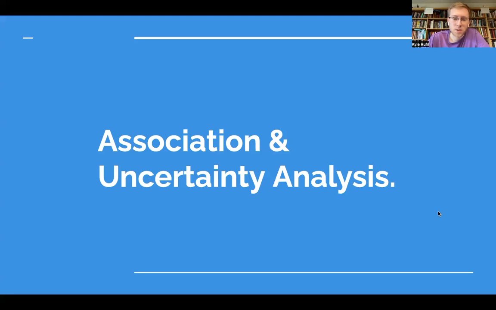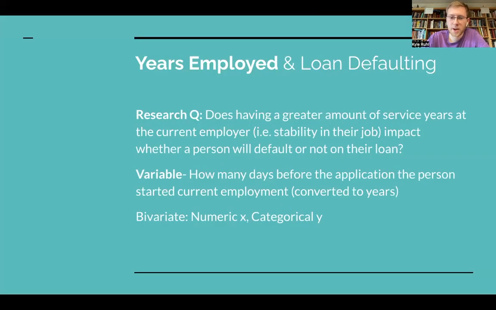So we can do some association and uncertainty analysis, and we're going to do it on 4 variables here today. The first one we're looking at is years employed and loan defaulting. Essentially, does having a greater amount of service years at your current employer, meaning stability in your job, impact whether a person will or will not default on their loan?